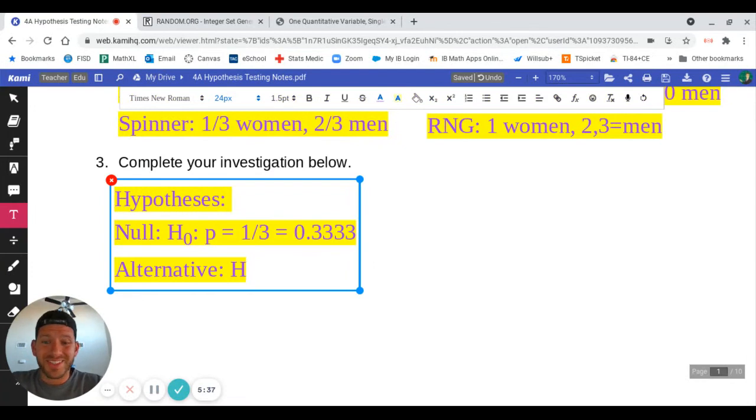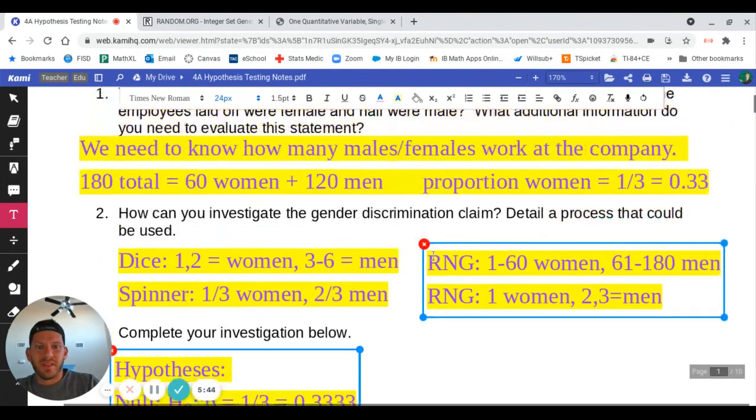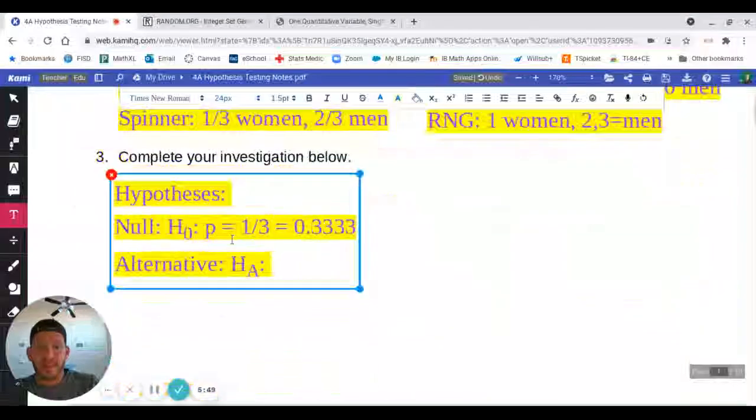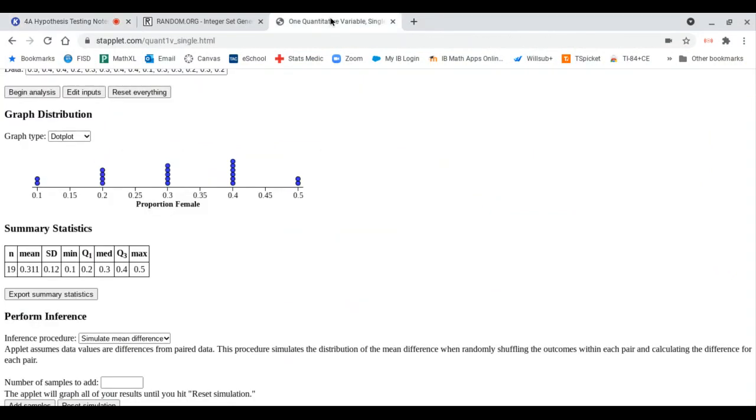So alternative hypothesis, H sub A, is going to be, well, they think that there's too many women being selected. So they're going to say that the proportion of women being selected to be let go is going to be greater than that 1/3. So we're thinking that these women are saying that, hey, this is probably greater than that.